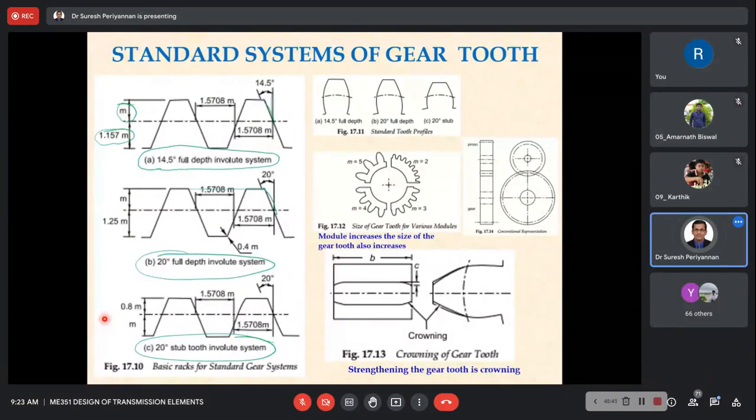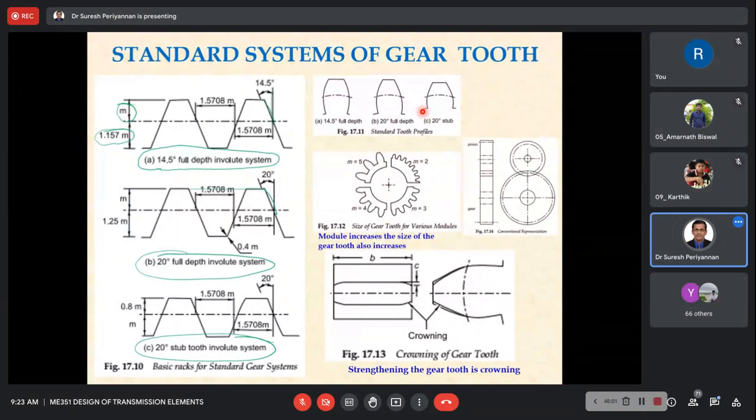This is the original view of the 14.5-degree full depth teeth, single teeth. This is a 20-degree full depth teeth. This is a 20-degree stub tooth involute system teeth design like this.